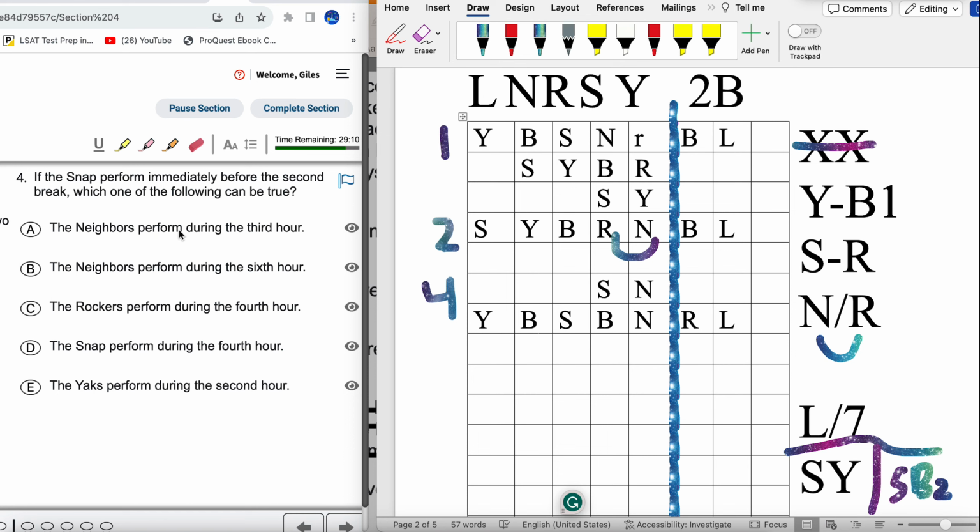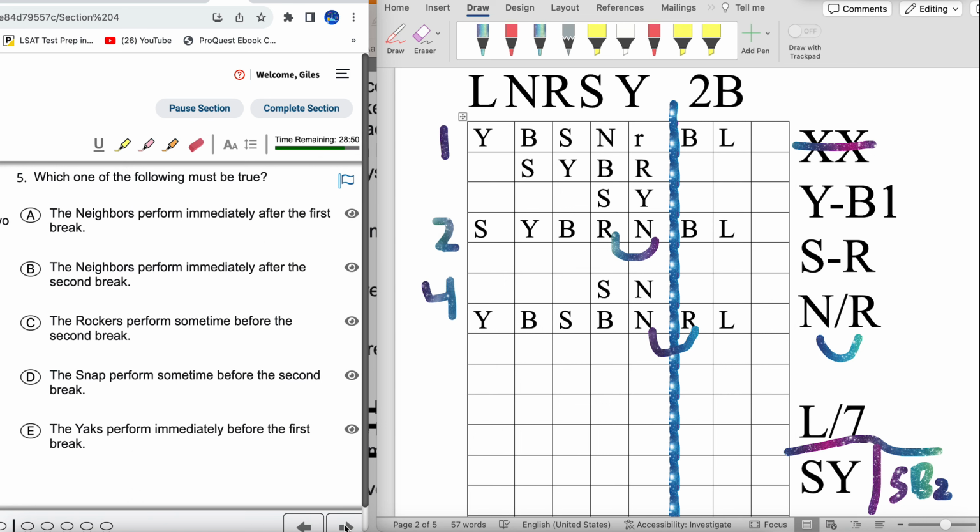Which of these could be true? N is performed during the 3rd hour? No. N is performed during the 6th hour? Well, that could be true because N and R do have the ability to go back and forth. So that can be a true statement. Let's go ahead and see if we can answer any. Which of the following must be true?